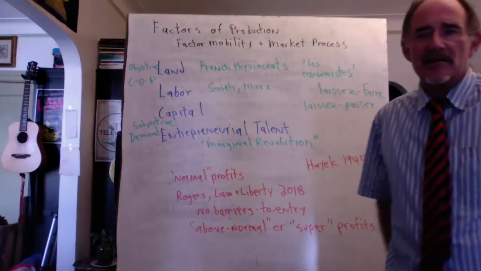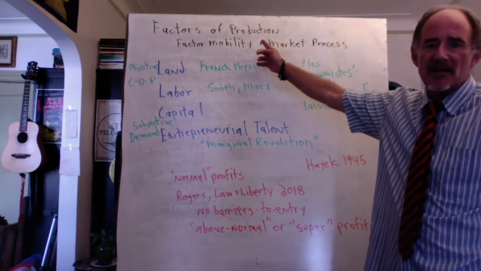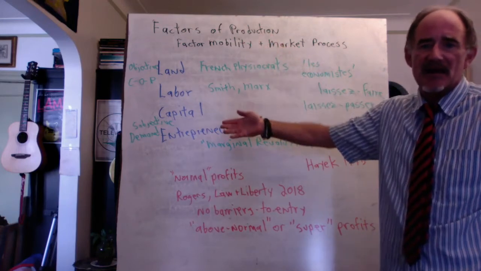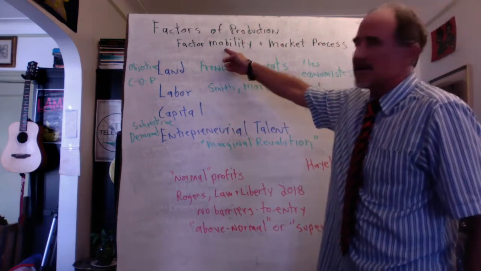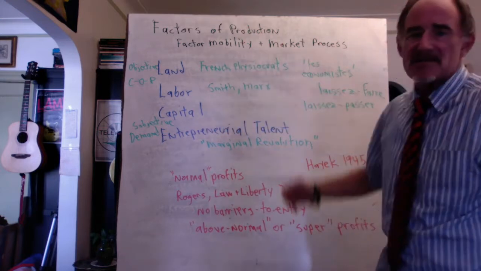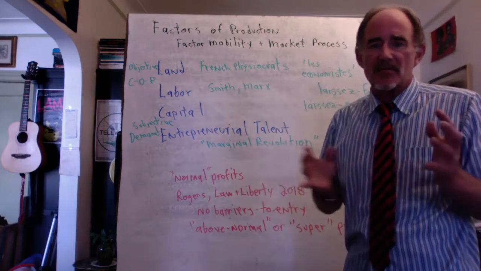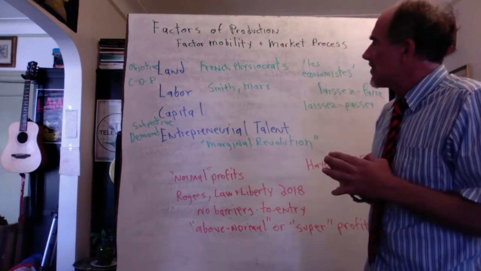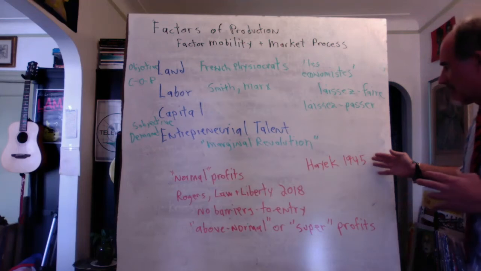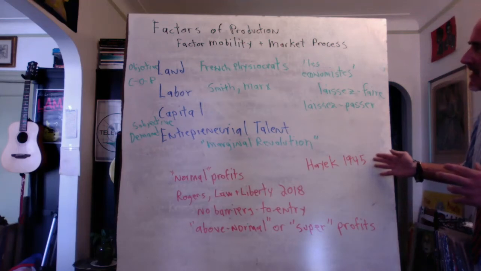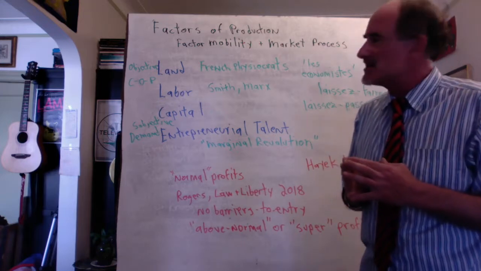Okay, in this teaching module, we're going to be talking about the factors of production, the official categories in economics for the factors of production. And we're going to relate this to factor mobility and the market process to understand the Austrian understanding of the market process, the decentralized market, based around the price signal, as the entrepreneur seeks the highest returns, and that's called the market process.